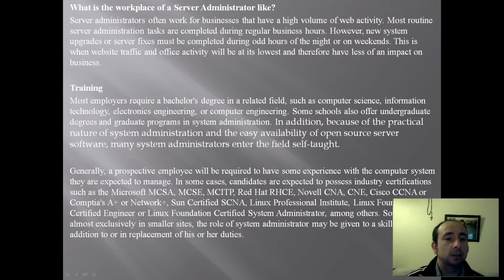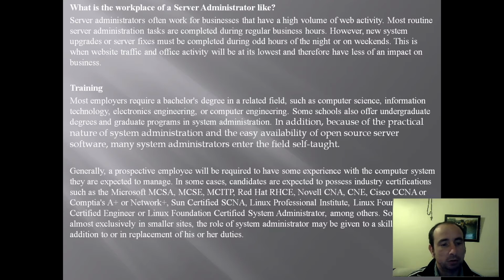What is the workplace of a server administrator like? Server administrators often work for businesses that have a high value of web activity. Most routine server administration tasks are completed during regular business hours. However, new system upgrades or server fixes must be completed during odd hours of the night or on weekends. This is when web traffic or office activity will be at its lowest and therefore have less impact on business.